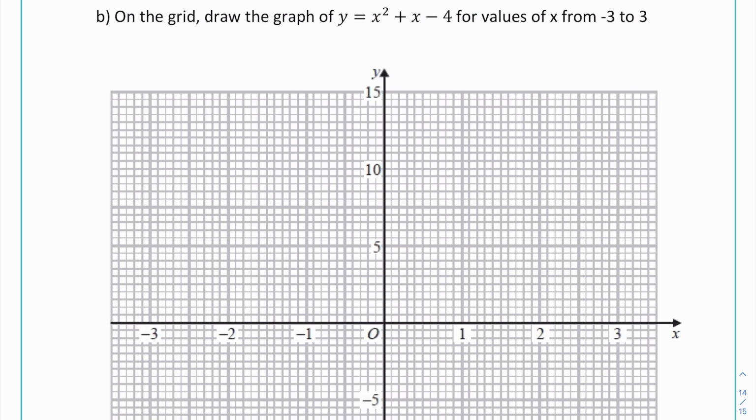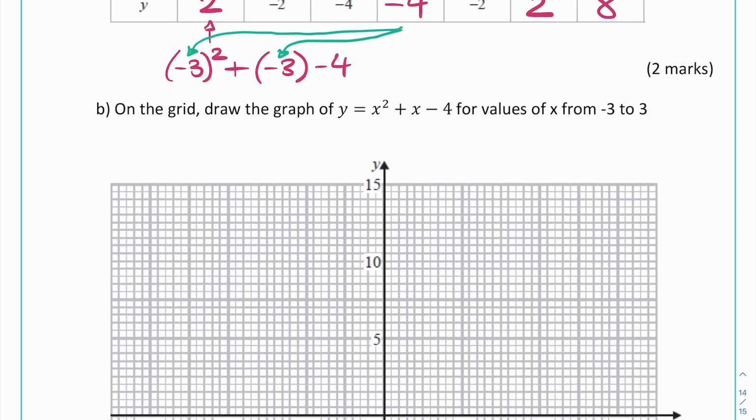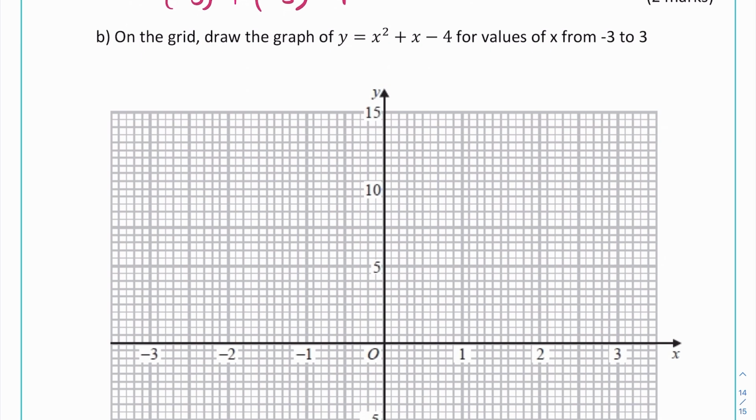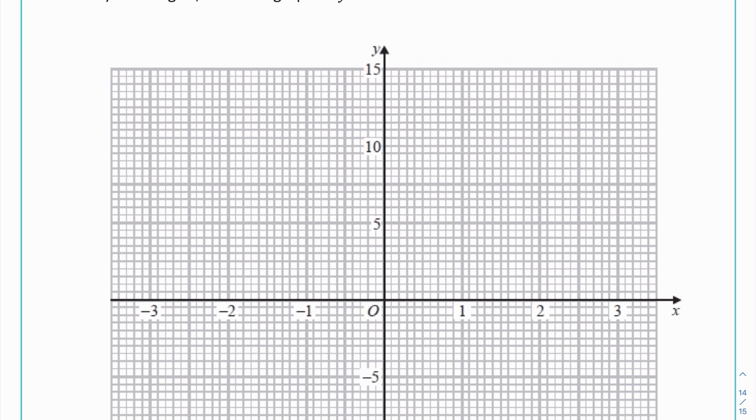We now need to draw it on the graph, and it says draw it from the values x is negative 3 to 3, and that's what we're given in the table there, x from negative 3 to 3. So we want to do this very carefully. Negative 3 as our x coordinate, 2 as our y coordinate, so negative 3, 2.